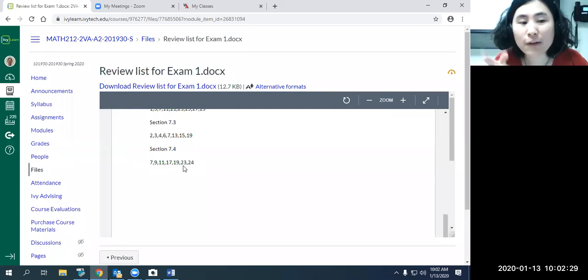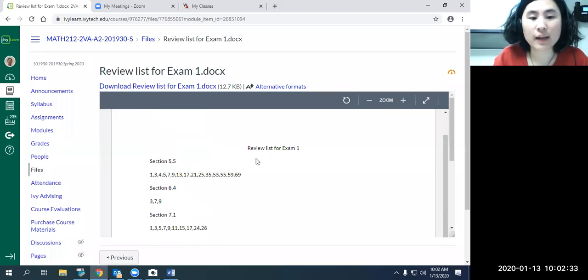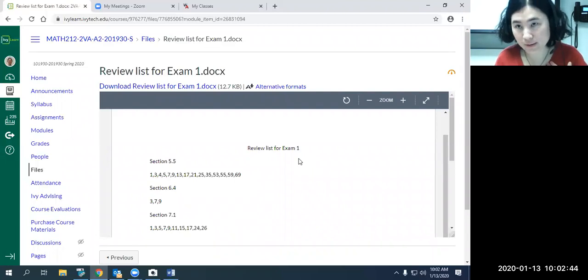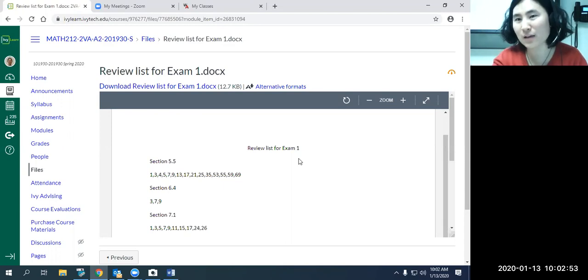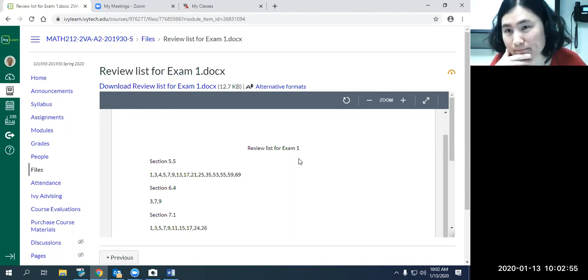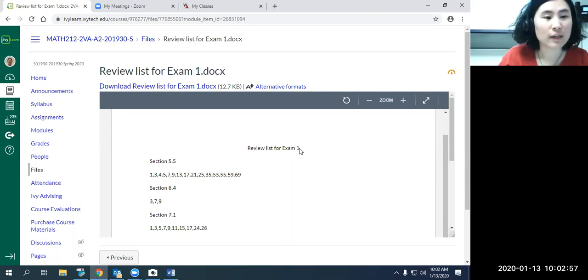The final exam, probably you just need to use this list. I'll have a review list for exam 1, a review list for exam 2, and a review list for exam 3. For the final exam, you just use the old lists. Or if I come up with a new list, some actual questions, I'll also post it here and let you guys know: please review all of these questions, then you are prepared for the final exam. Right? Okay, good. So this is a review list for the exam.